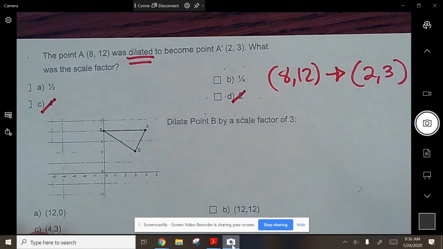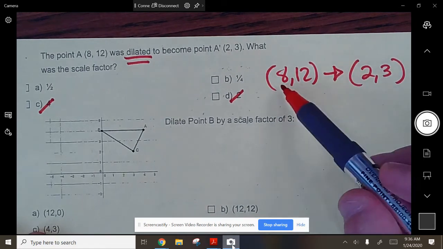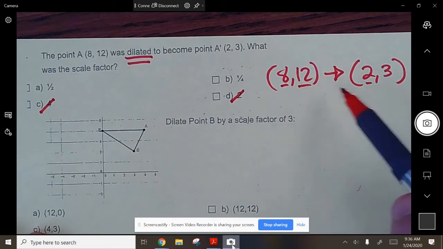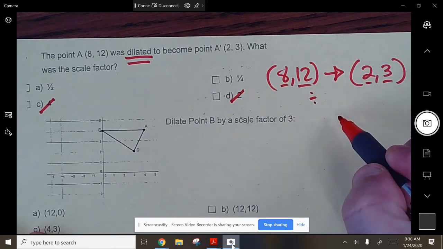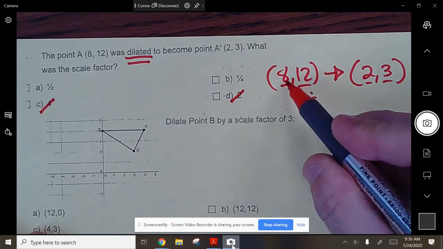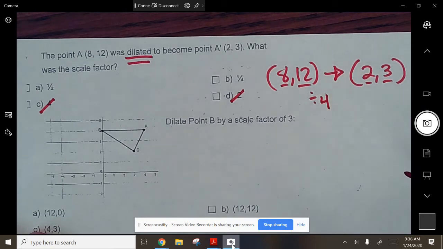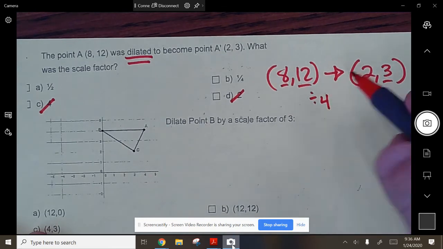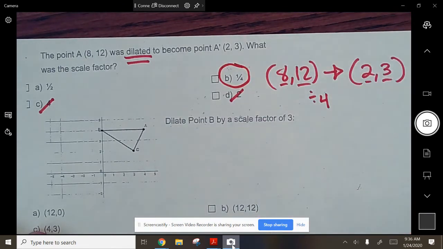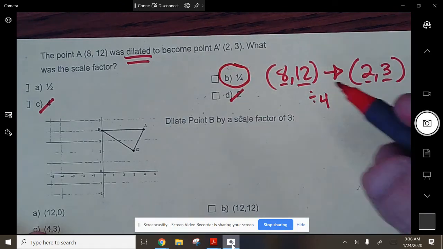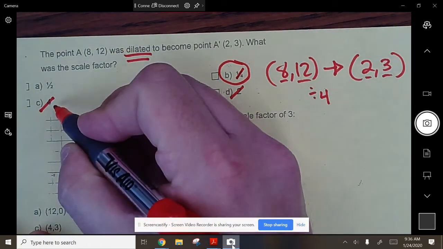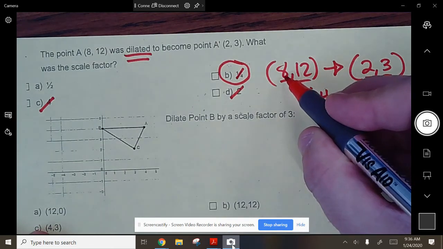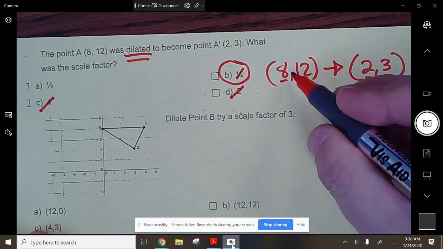Now, what is it shrinking by? You think about it, it went from 8 to 2 and 12 to 3. What is the common thing? What's it getting divided by? If you see 8 to 2, it's getting divided by 4. A division of 4 is going to be a 1 over 4 scale factor. And you guys remember this bar basically means division, right? So 1 over 4 is your answer, not 4. 4 would mean it's getting 8 times 4. No, this time it's getting divided by 4.